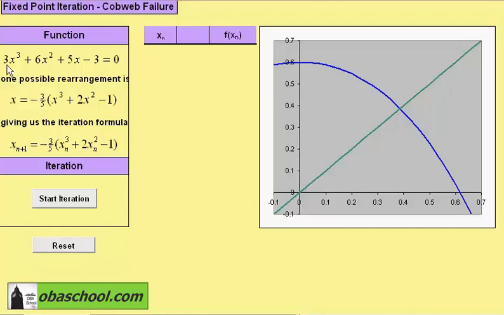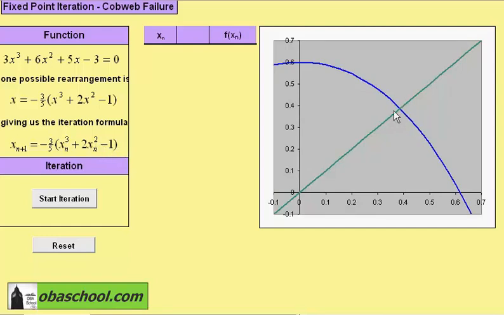In this example, we're going to use the equation 3x cubed plus 6x squared plus 5x minus 3 equals 0. One possible rearrangement of this is x equals minus 3/5 x cubed plus 2x squared minus 1, giving us the iteration formula x_(n+1) is equal to minus 3/5 times x_n cubed plus 2 times x_n squared minus 1.